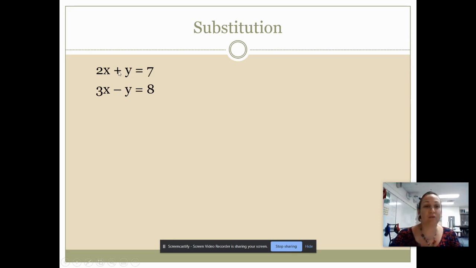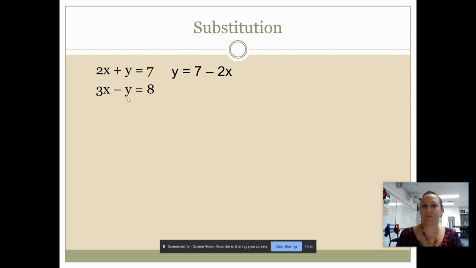Now, if I have a choice between a positive y and a negative y, the positive y is going to be easier to get alone. If you do choose to get the negative y by itself, you'll just need to make sure, as a final step, that you divide everything by -1 to get rid of that negative sign. But if I make a choice to do the top equation and get the letter y by itself, it's one step. All I have to do is minus the 2x to the other side. Now, my problem is set up for substitution.